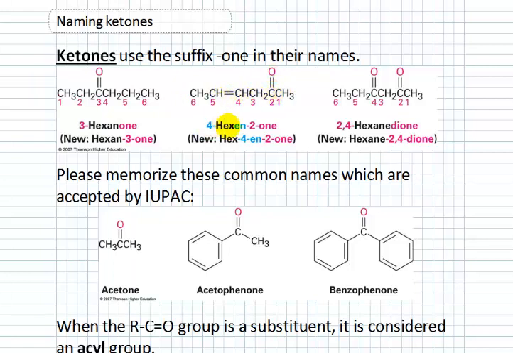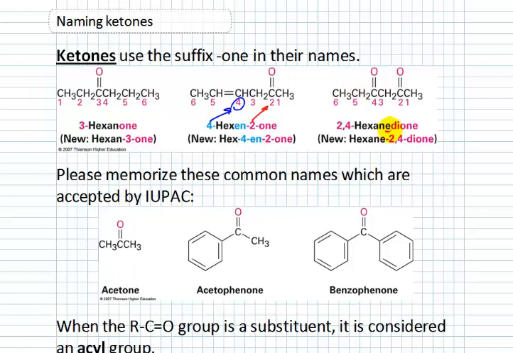So carbonyl on carbon 2, double bond between 4 and 5. That is 4-hexen-2-one, right? The number 4 corresponds to where the double bond starts. The 2 corresponds to where the carbonyl is. Multiple carbonyl groups, we name them just like we would do multiple hydroxy groups in an alcohol, right? So we can have a dione or a trione or something like that. So when I have carbonyl groups on 2 and 4 of a 6-carbon chain, that becomes 2,4-hexanedione.